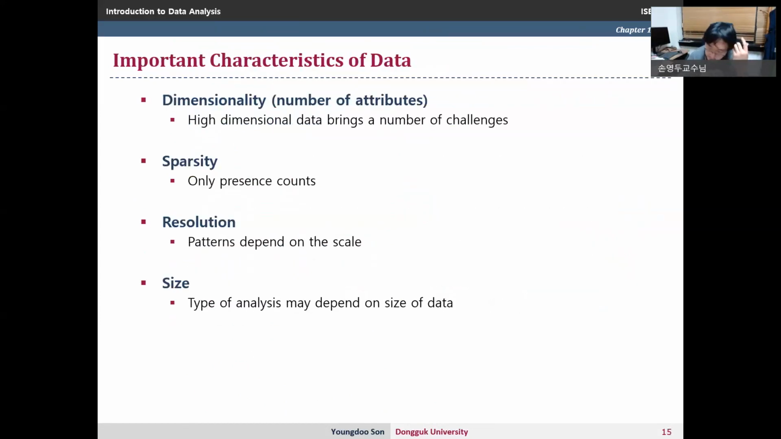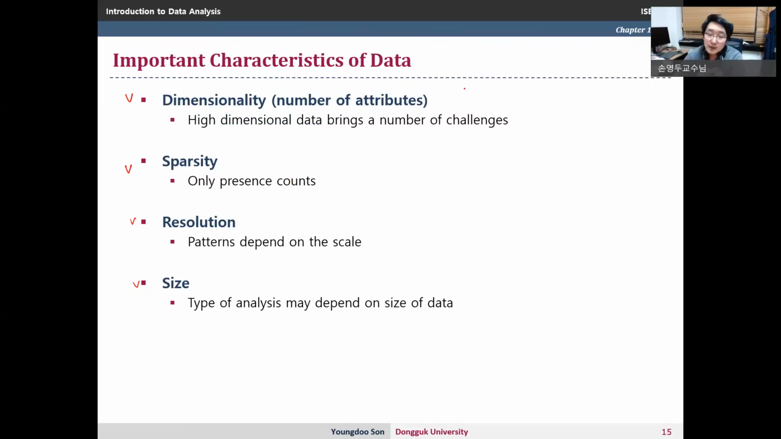So today we will start from this page. We first see the important characteristics of data. Here, 4 characteristics of data are shown. These are actually major characteristics that define the properties of the data. The first one is dimensionality. Dimensionality of data is actually the number of attributes in the data.